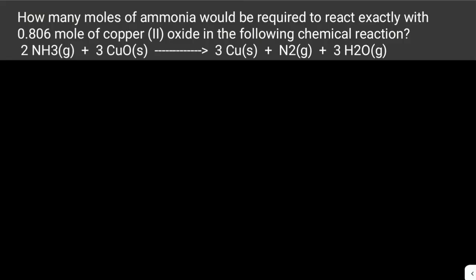All right, let's solve another one. How many moles of ammonia would be required to react exactly with 0.806 mole of copper 2 oxide in the following chemical reaction? So we're given this chemical reaction here, 2 ammonia and 3 copper oxide. Let's check if this is balanced. 2 nitrogen, 6 hydrogen, 3 coppers, and then 3 oxygen. The equation is balanced, and now we can solve the problem.